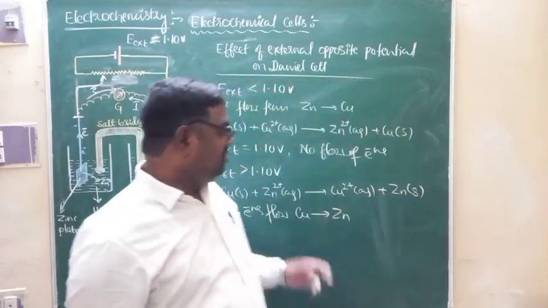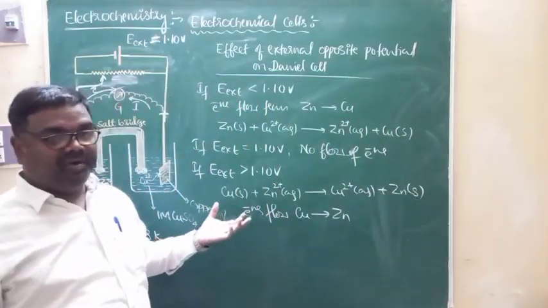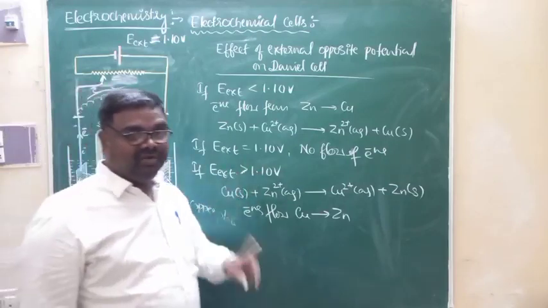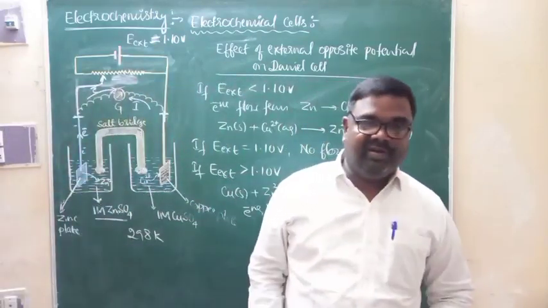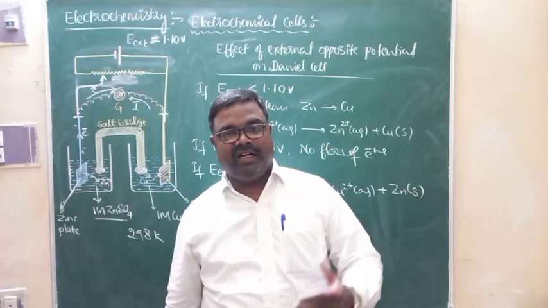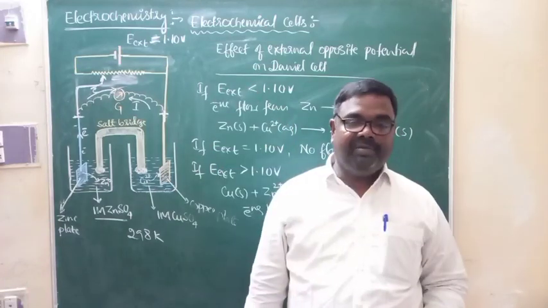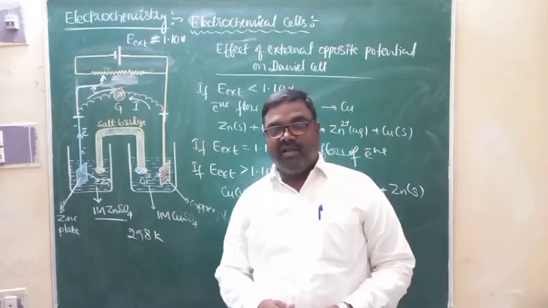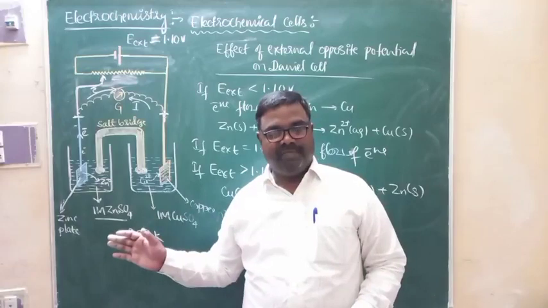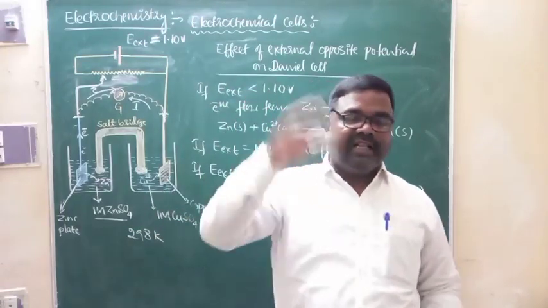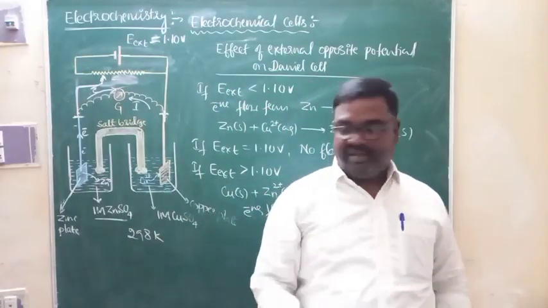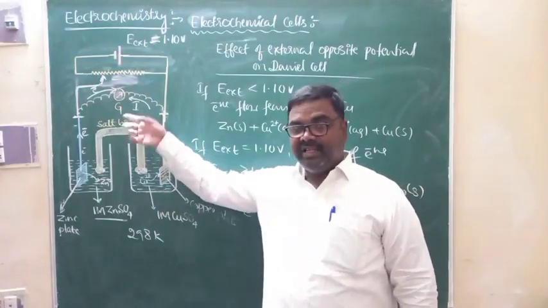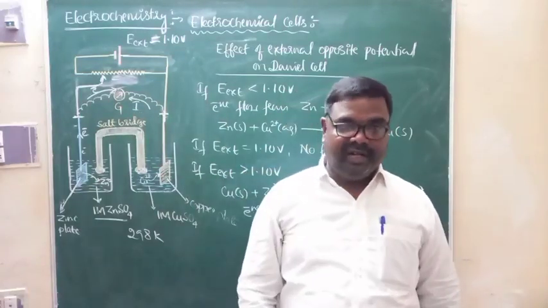Then you must write, when external opposite potential is greater than 1.10 volts, then Daniell cell can be converted to an electrolytic cell. Okay? Remember, not only Daniell cell, any galvanic cell for that matter, if external opposite potential is greater than standard cell potential, this 1.10 is the standard cell potential of Daniell cell.